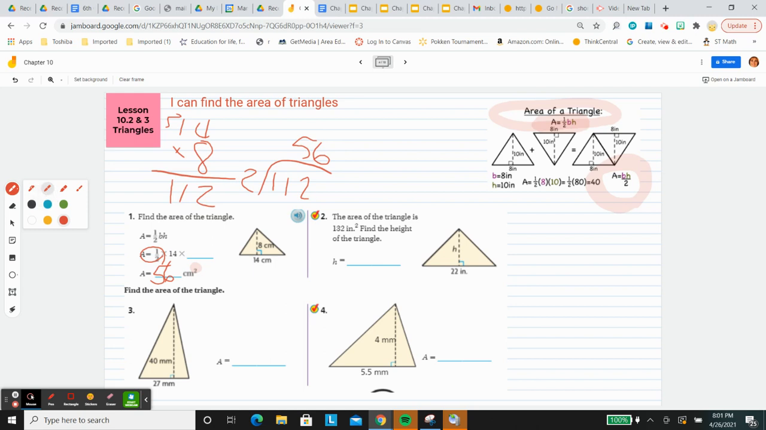All right, let's do number 2. No, I'm going to skip number 2. I want to do that one later. I forgot. All right, let's do number 4. I'm going to skip number 3. Let's just do number 4.